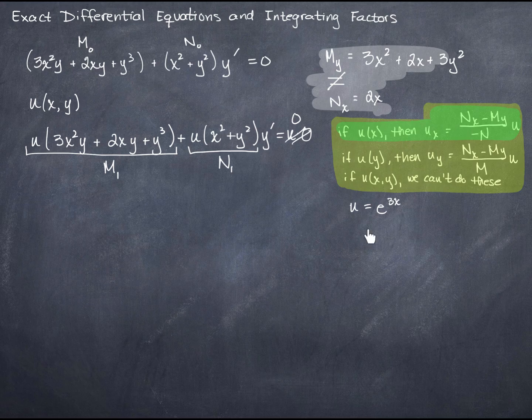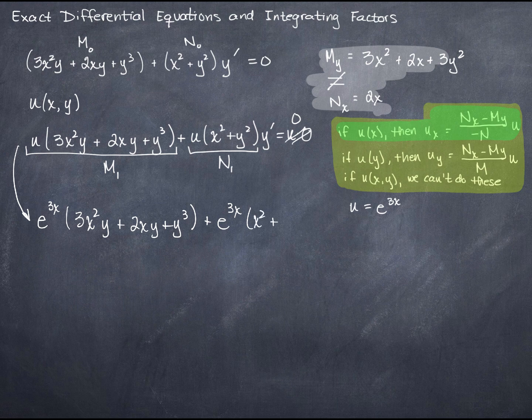All right, I've erased all of that, but I've copied my function u that I'm going to use up here. So we have that to refer to. And then I'm going to do this distribution. Well, I'll start by just writing u out. So I'm rewriting this line here, but I'm writing it with the knowledge of what u is now. So I've got e to the 3x times 3x squared y plus 2xy plus y cubed plus e to the 3x times x squared plus y squared times y prime equals 0.